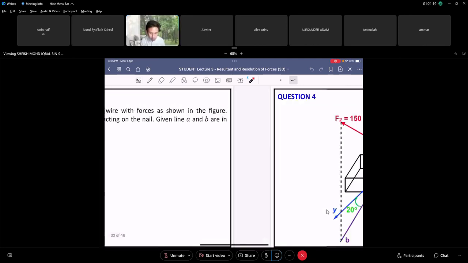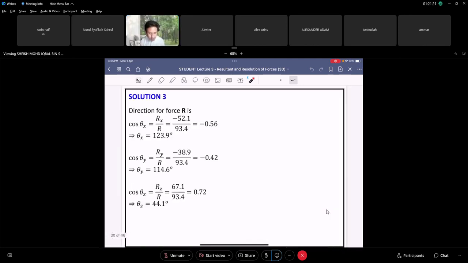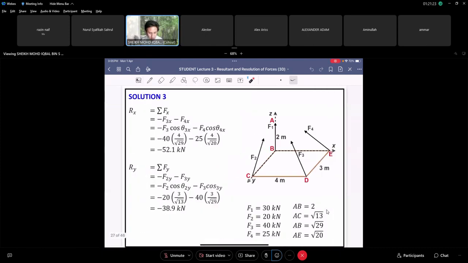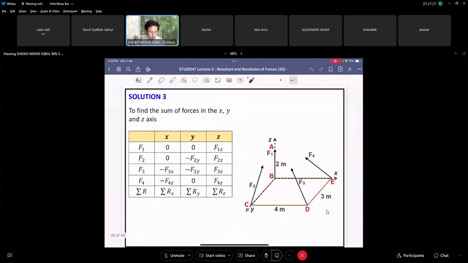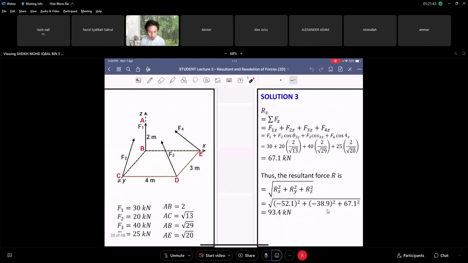All right. So, any questions for this one? Everyone okay? I think it's very straightforward. It's the same thing as previously, as last week. We just divide it into x, y, z, calculate the resultant, draw it, and find your angle of theta x and theta y and theta z. Okay. So I think everyone is okay.